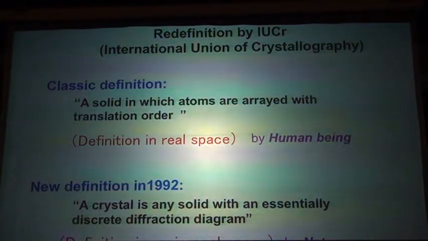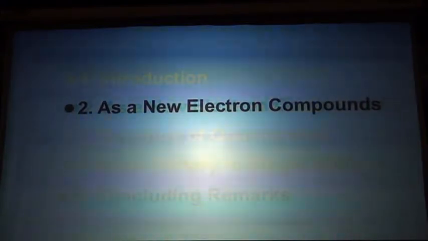It just means a crystal is any solid with an essentially discrete diffraction pattern. It means the definition is given in reciprocal space, because without the experiment, we cannot say whether this is a crystal or a quasicrystal. It's very interesting to see that. And so this is the story, I think, of the state of the art of quasicrystals.